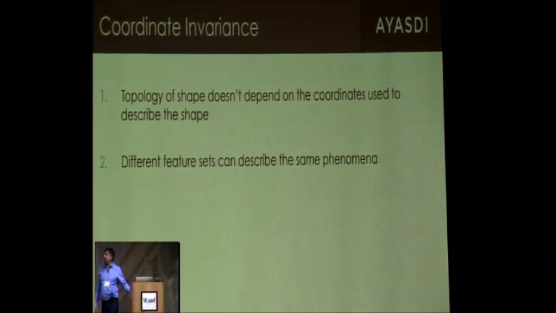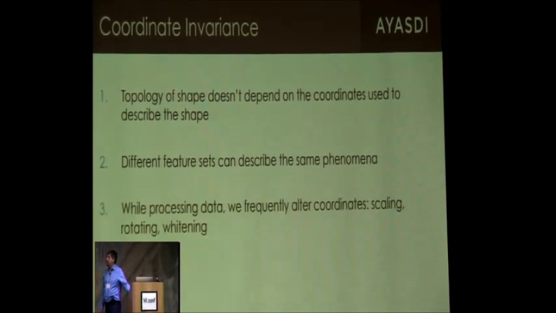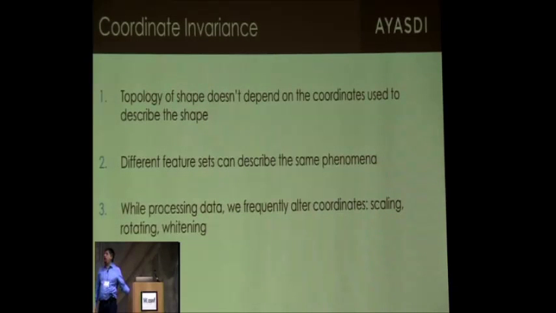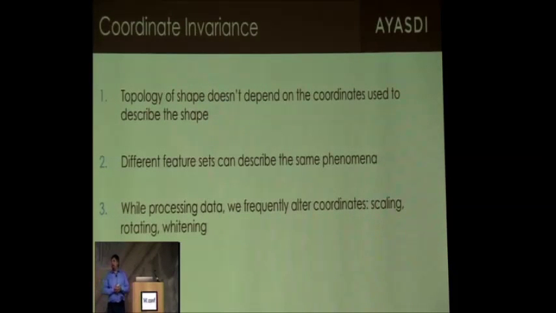So different features can describe the same phenomena, different feature sets, right? And also, we frequently alter coordinates while we do data analysis: scaling, whitening, rotations, etc. Now, what we hope is that these things don't matter, right? The things we're interested in better not depend on our choice of scale, rotation, or whitening, right? The things we care about are always coordinate independent, right?